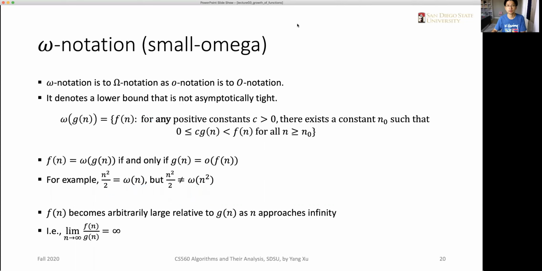So here is some additional information about big O, big omega, small o and small omega. Throughout the topic of algorithm analysis, I would say that big O, big omega and big theta are more commonly used notations compared with small o and small omega.